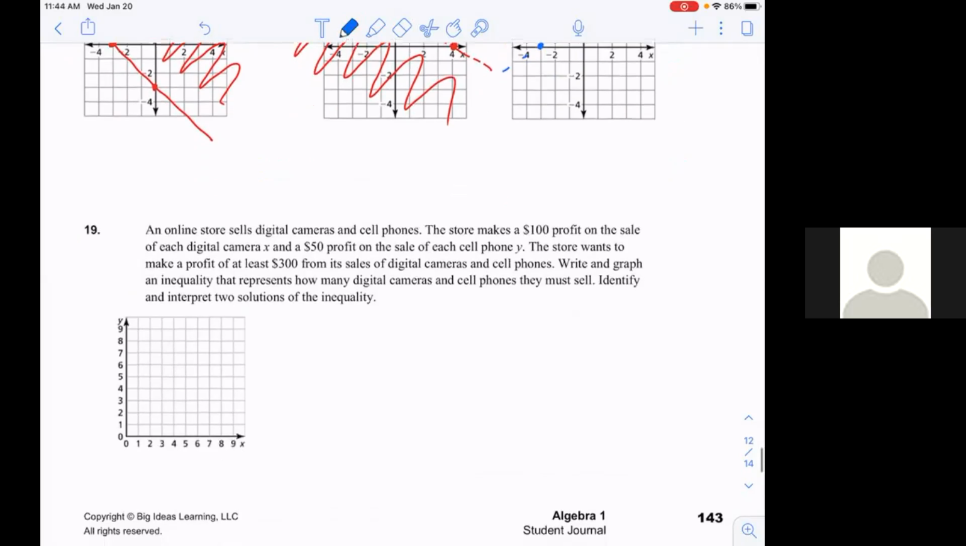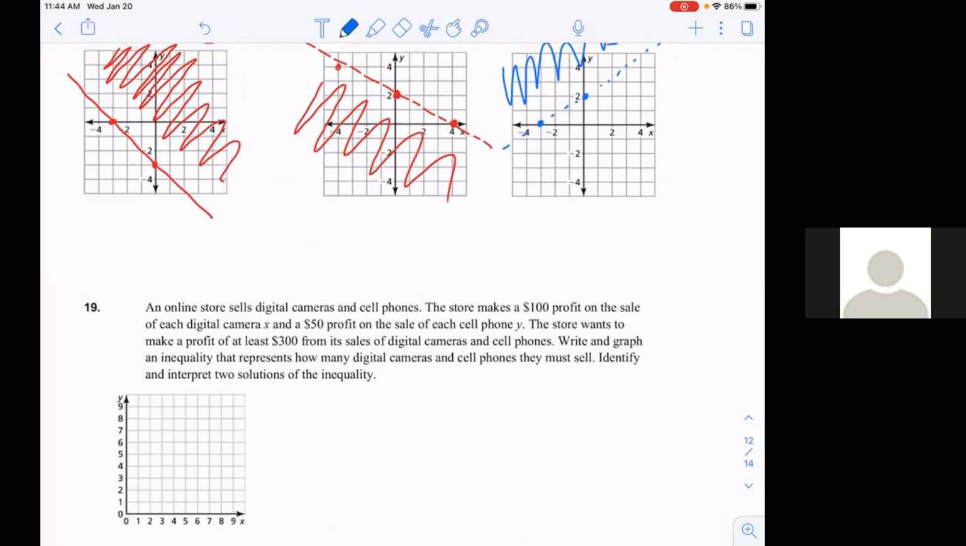An online store sells digital cameras and cell phones. The store makes $100 profit on the sale of each digital camera and a $50 profit on each cell phone. The store wants to make a profit of at least $300 from the sales of cameras and cell phones. Write and graph an inequality that represents the digital cameras and cell phones that they must sell. Identify and interpret two solutions.